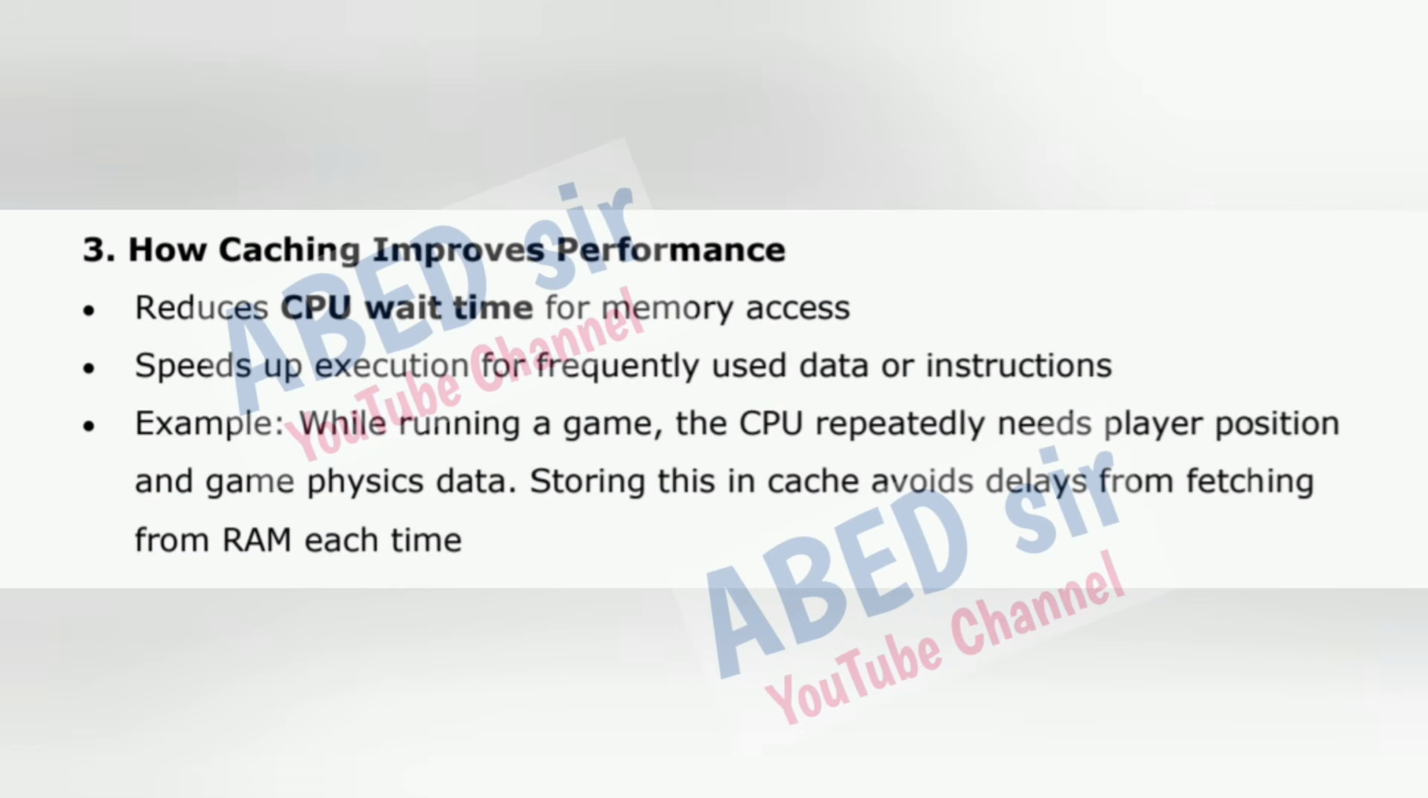3. How caching improves performance. Reduces CPU wait time for memory access. Speeds up execution for frequently used data or instructions. Example: while running a game, the CPU repeatedly needs player position and game physics data. Storing this in cache avoids delays from fetching from RAM each time.